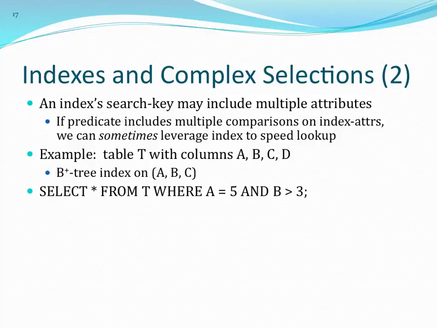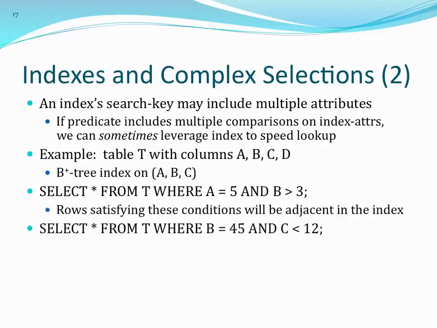So we have A is 5, B is greater than 3. We have an index on A first, and then B second, and then C third. So we can create a search key where A is 5 and B is 3 and navigate down to that part, and all the records with A is 5 will be next to each other. And then B will be in increasing order for all the records that have A is 5. And so we can easily do a range query just traversing a little part of the index. So that's pretty cool.